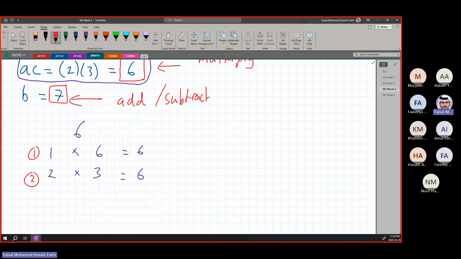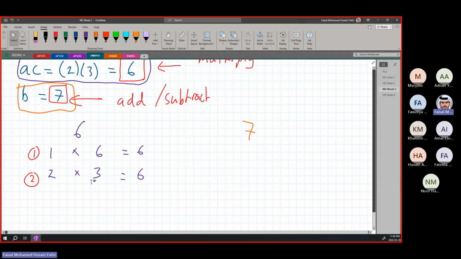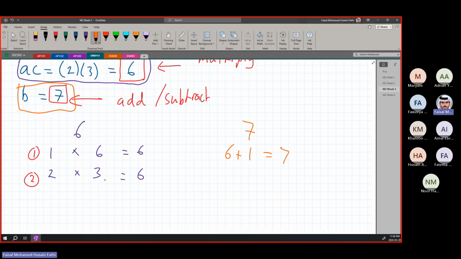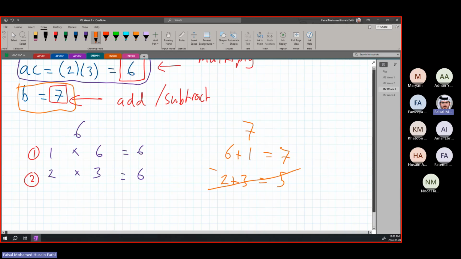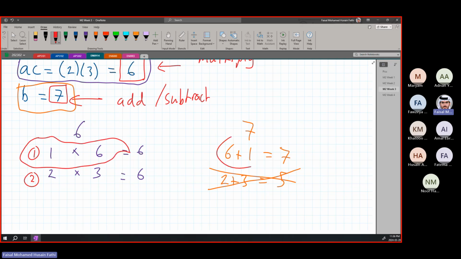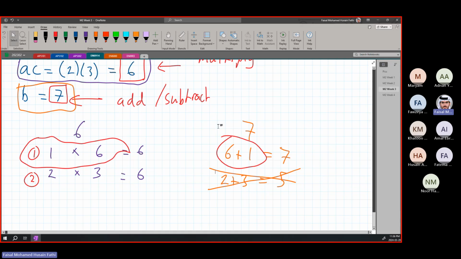Okay? So now the value is 6. Now we look at our second case, which is our B equal to 7. What two numbers do we add from these that will give us 7? Is it the 1 and 6 or the 2 and 3? Obviously, 6 plus 1 will give us 7. If we do 2 plus 3, it is going to give us 5. So this is not the selected value. We are going to select 1 and 6, because 6 plus 1 is equal to 7.